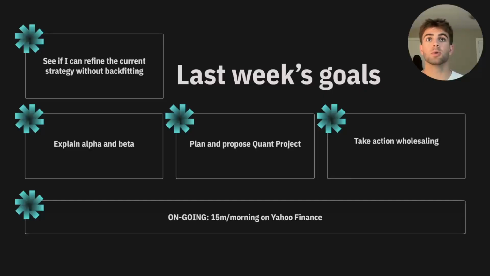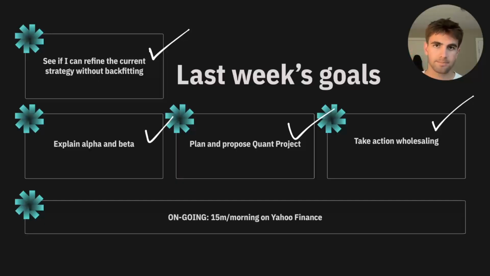Last week's goals were to see if I can refine the current prop firm strategy without backfitting. This one I sort of completed. I definitely did refine it and optimize it, but there was some backfitting involved. Next, explain alpha and beta. Did that, we'll get to that in a second. Plan and propose quant project, completed that. And then take action wholesaling, sorta completed that.